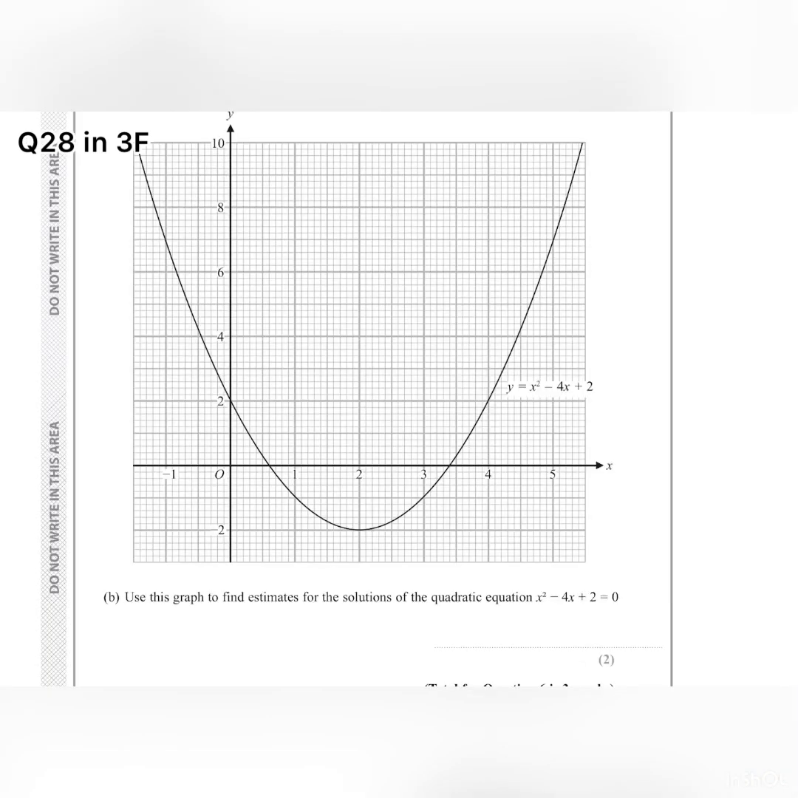Okay, part B, it gives us another graph. This time of a quadratic equation, x squared minus 4x plus 2 equals 0. And it says use this graph to find estimates of the solutions of the quadratic equation. So this time, we need to look at where the graph crosses the x-axis. There would be one point here, and the other point is over here.